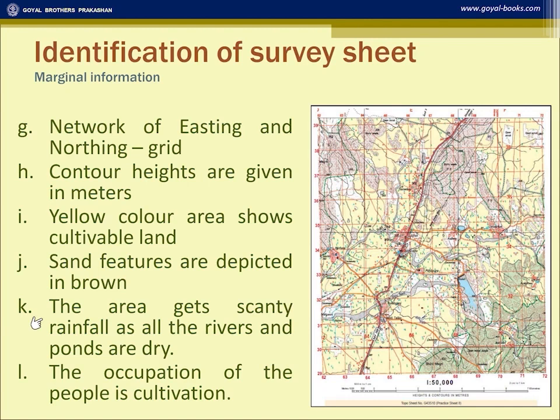We can depict by looking at the conventional signs and symbols that the area is getting scanty or seasonal rainfall because all the rivers and the ponds are dry. How do we know they are dry? Because they are shown in black. The ponds are shown in black and the rivers are also shown in black. The streams are given in black color. The occupation of the people, if we have to study, it is cultivation. You can answer in the same manner. If the question comes, what is the occupation of the given survey sheet? We can say it is cultivation because it is colored yellow.